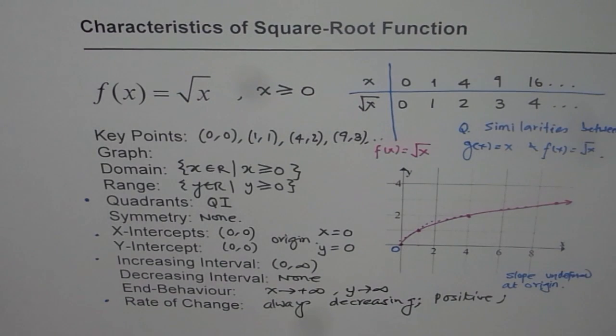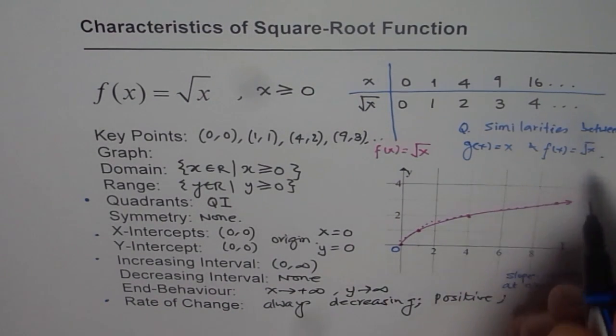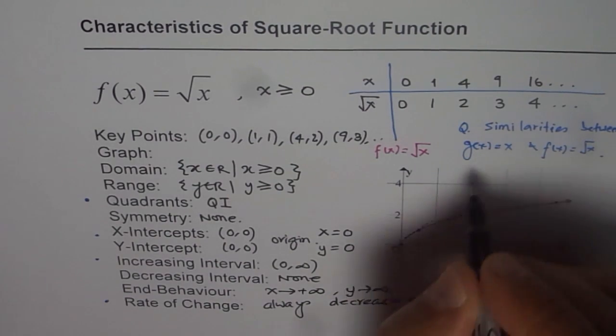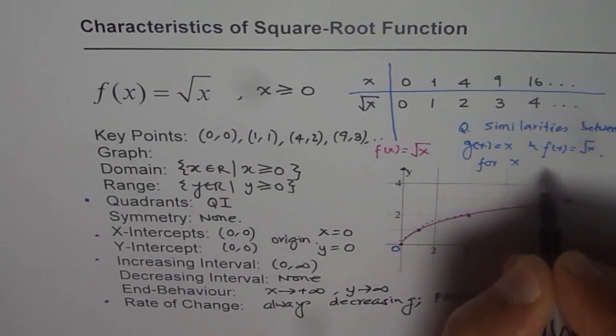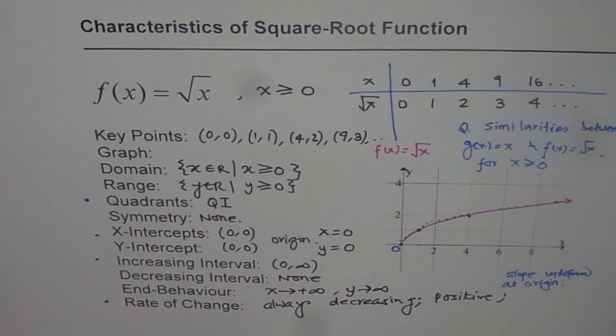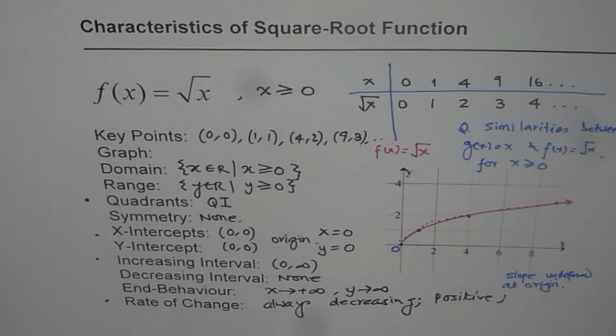And more important, let's restrict them, let's say, for x greater than or equal to 0, right? Now if we restrict the domain to x greater than or equal to 0, find the similarities between the functions g of x equals x and f of x equals square root x.